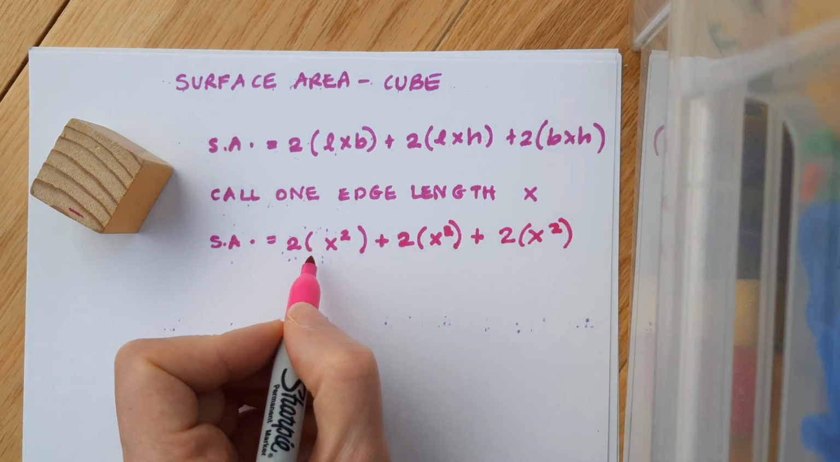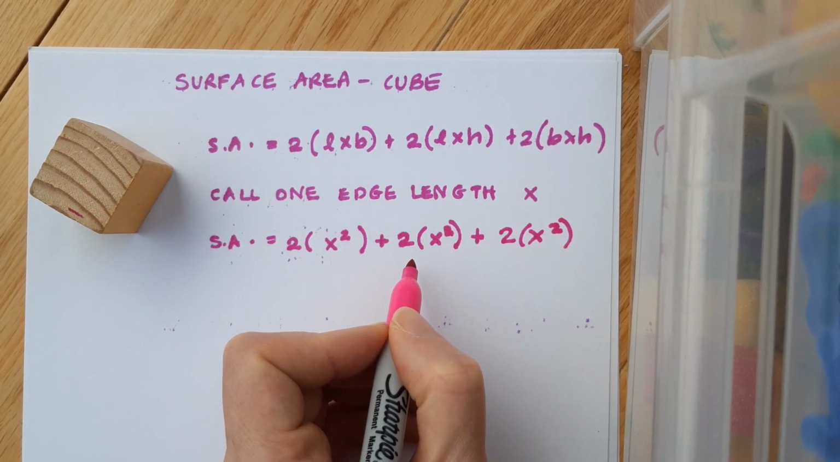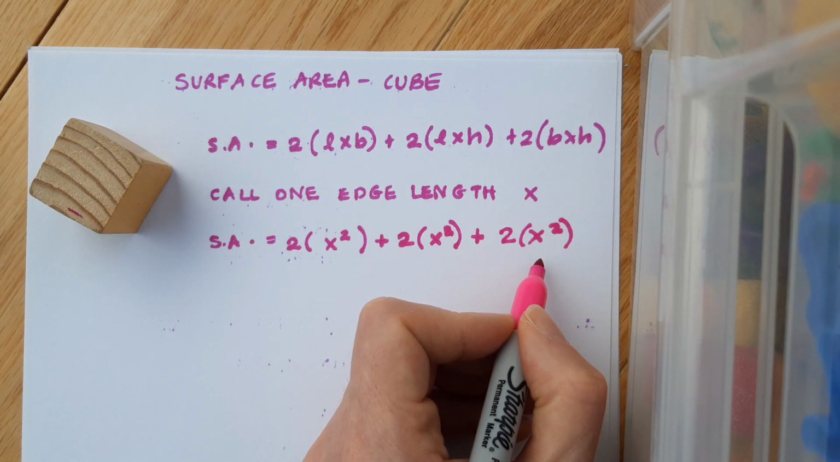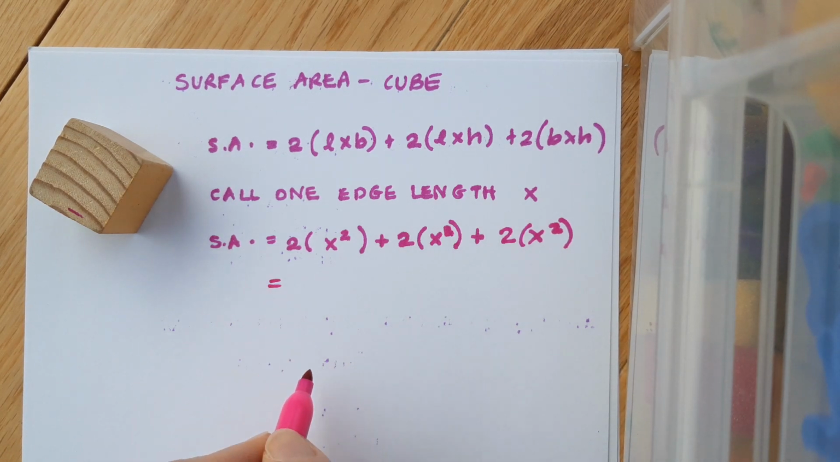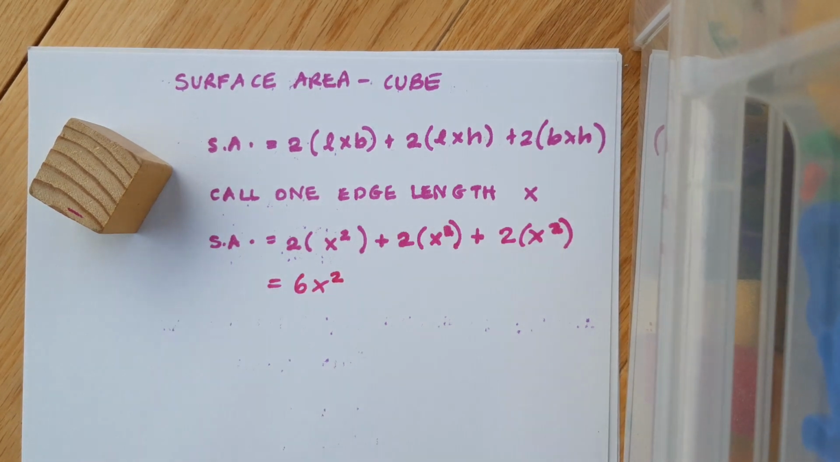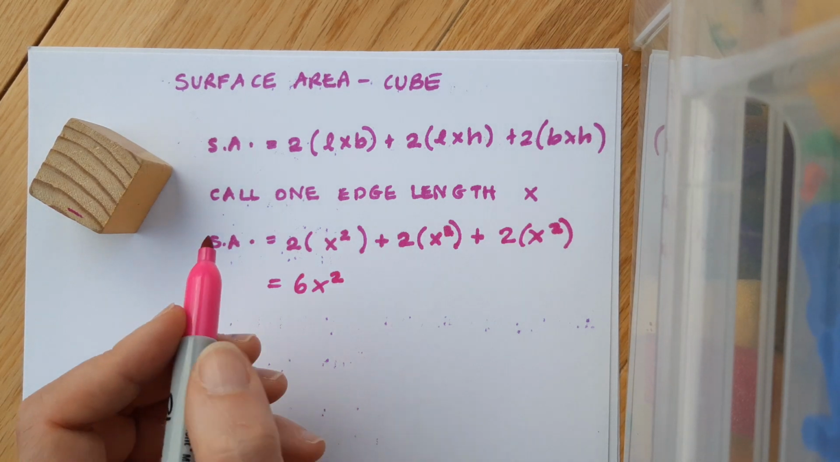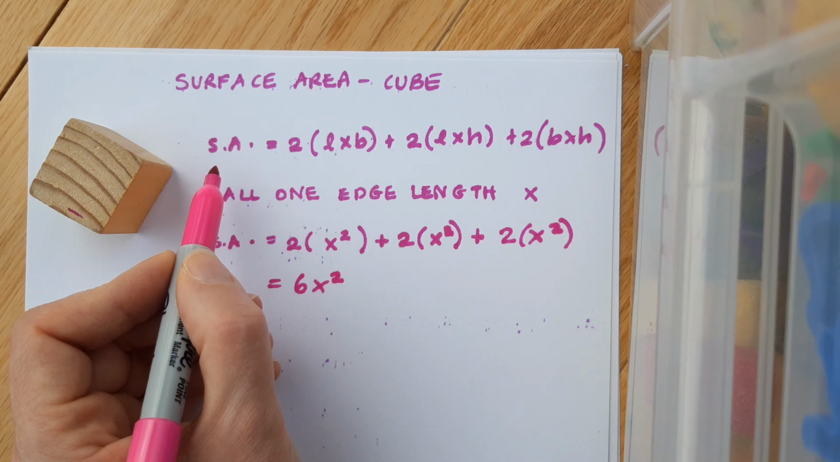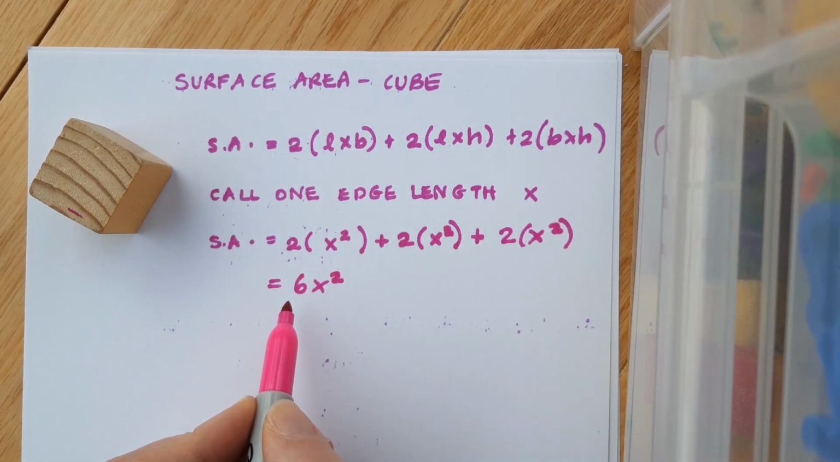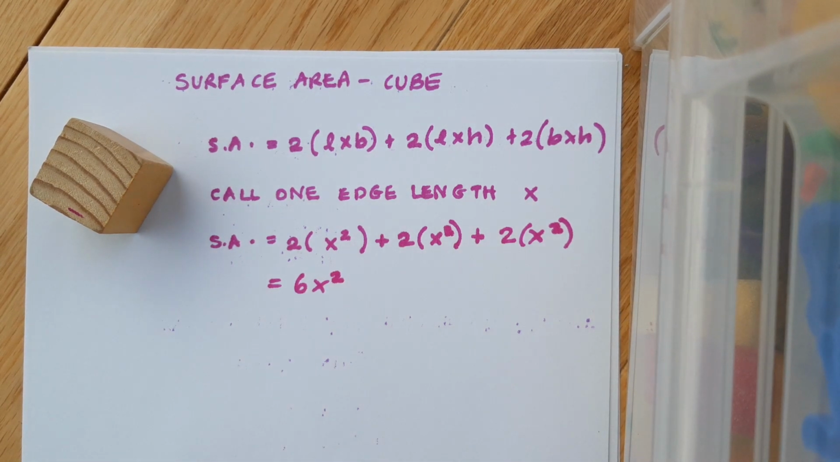So I've got 2 lots of x squared, and then another 2 lots of x squared, and then another 2 lots of x squared. So what's that? Well, that's 6 lots of x squared. So if you've got a cube, a quicker way of finding its surface area is to use this formula. You can still use the formula for the cuboid. So don't forget about that. You will need that for a cuboid. But if you want to get there a little bit more efficiently, 6x squared will get you there.